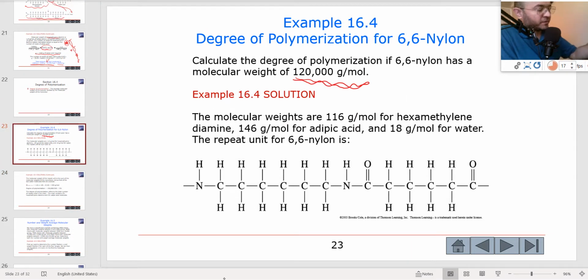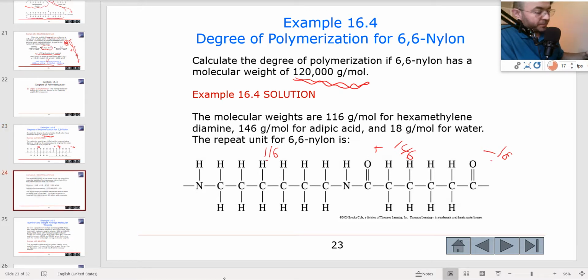So the question: we have 120,000 gram per mole. That's the molecular weight of nylon. It asks us how much the polymerization is. So when we talk about polymerization, we need to find, for 1 mole of it, remember, the molecular weight of this was 116. The molecular weight of this was 146. In each of these, 1 water will be removed. So it will be minus 18. So what we could say a monomer is 116 plus 146 minus 18.